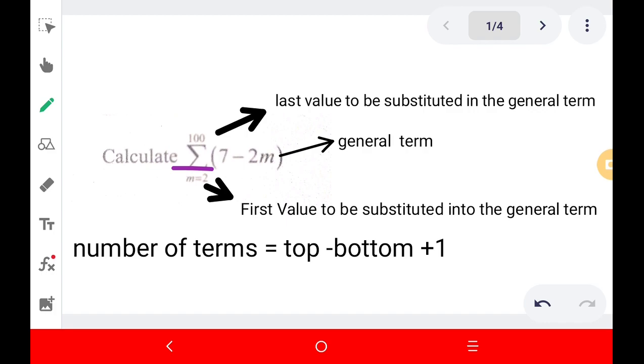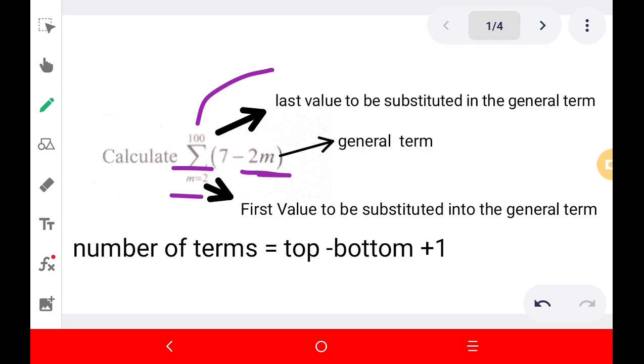So basically what they are saying here is that we need to calculate the sum of the following series when we're given the general term. Our general term is where we are actually going to substitute our values. At the bottom of the sigma notation, we're given the first value that we need to substitute to get our first term of the series. And then at the top here, we have the last value that we need to substitute on the general term to get the last term of the series. So those are the few things that we need to understand.